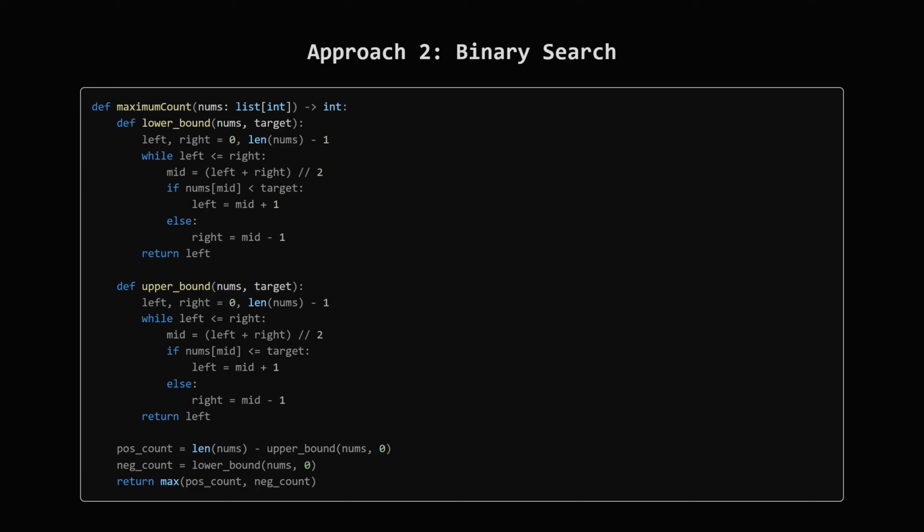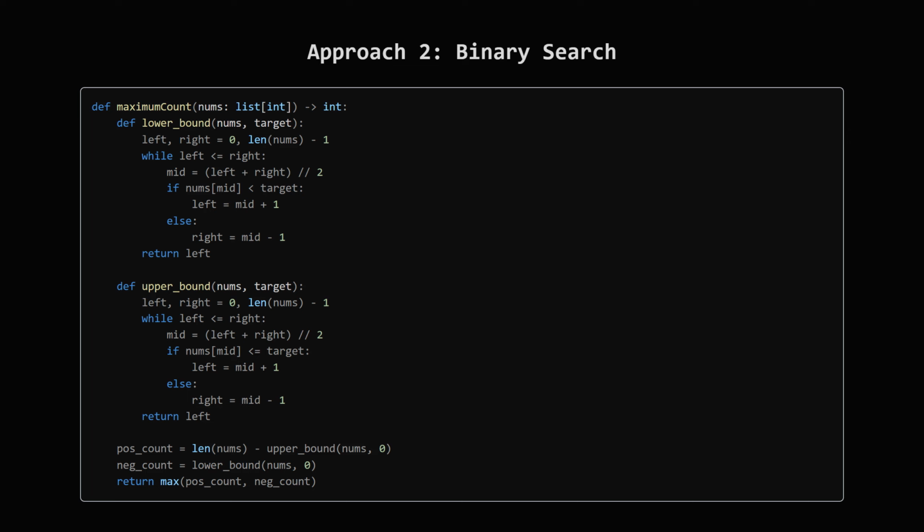Now let's look at a more optimal solution, using binary search. Since the array is sorted, we can use binary search to efficiently find the boundaries between negative, 0, and positive numbers. We define two helper functions, lower_bound and upper_bound. Lower_bound finds the first index where the value is greater than or equal to the target. Upper_bound finds the first index where the value is strictly greater than the target.